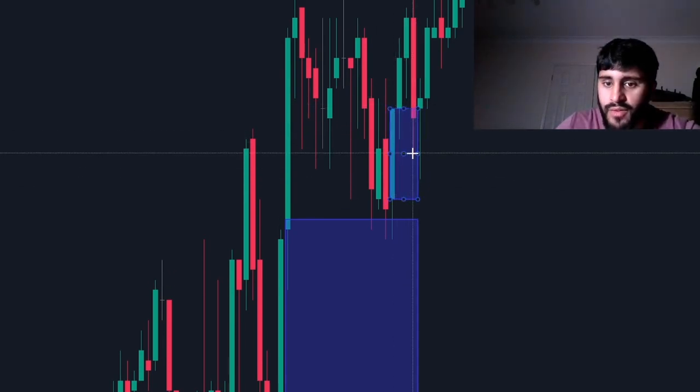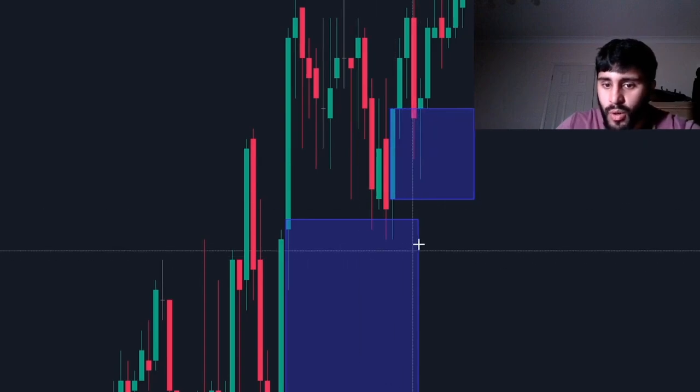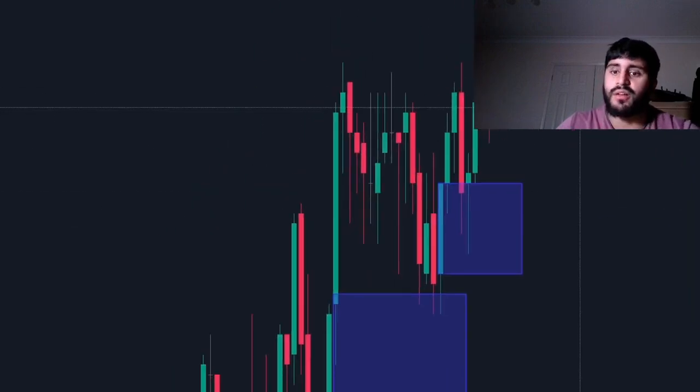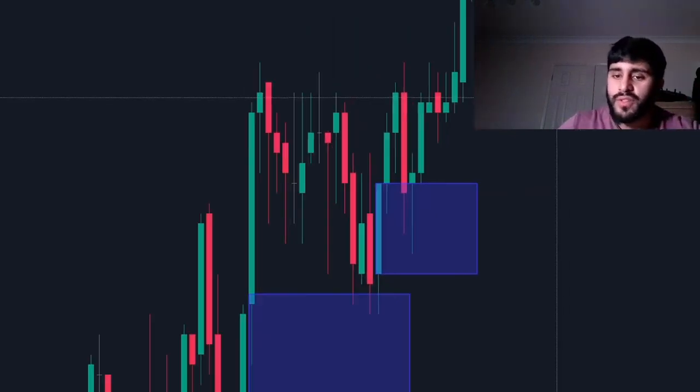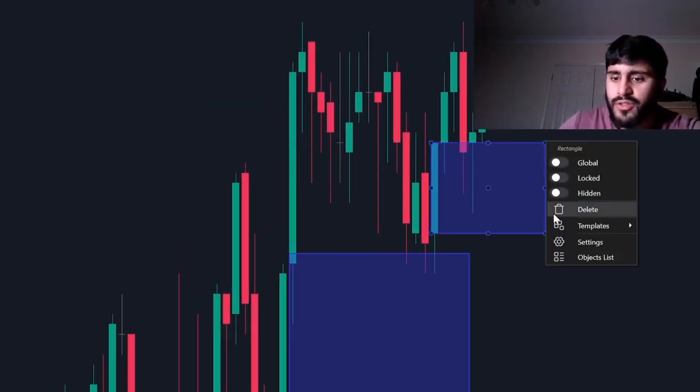Fair value gap before giving us a second potential entry. So one fair value gap here, and then the other fair value gap here, and they both led to pretty good trades to the upside. So how do we take advantage of this? Let's break down the first fair value gap, right?